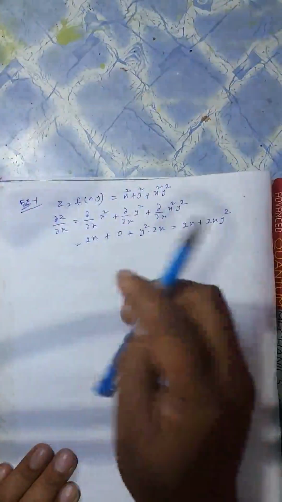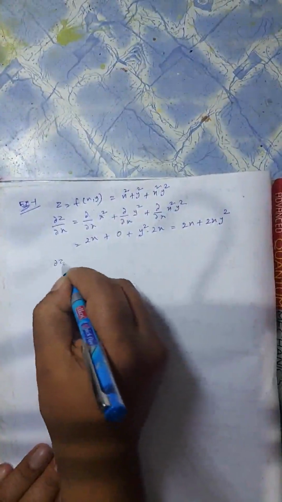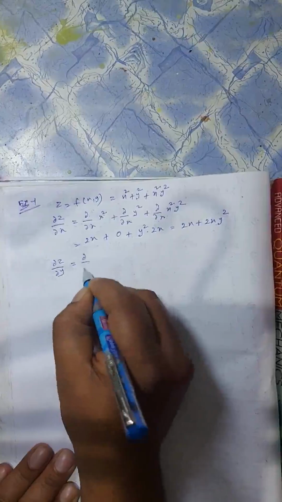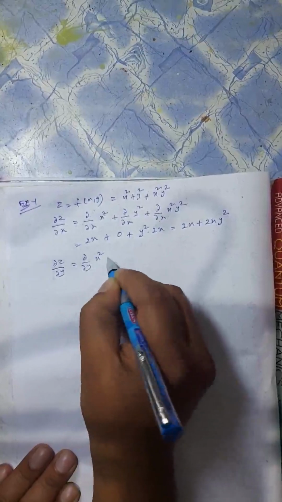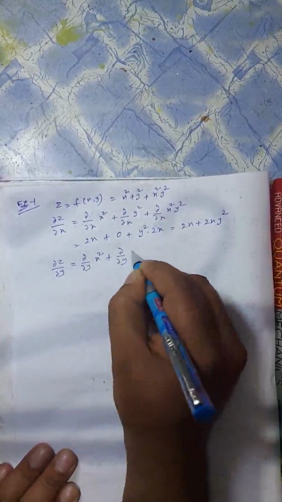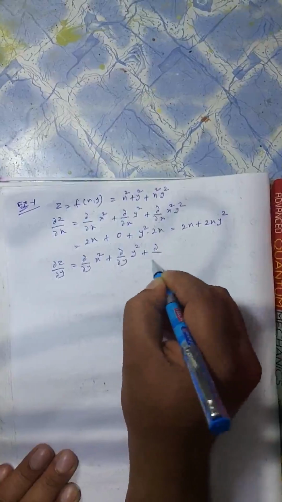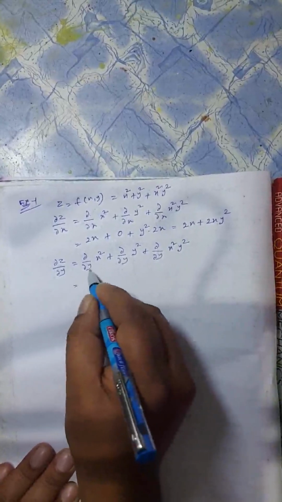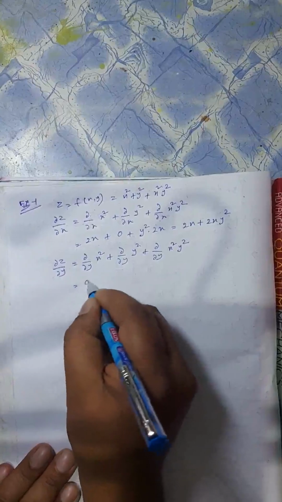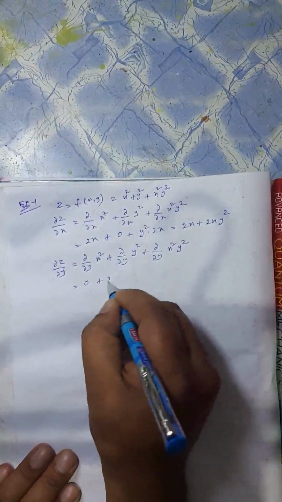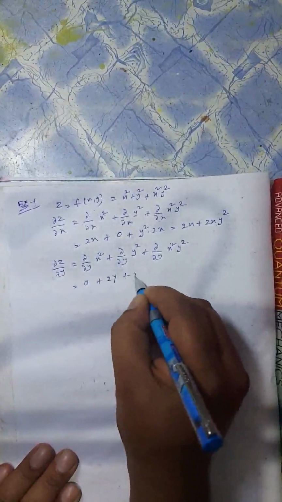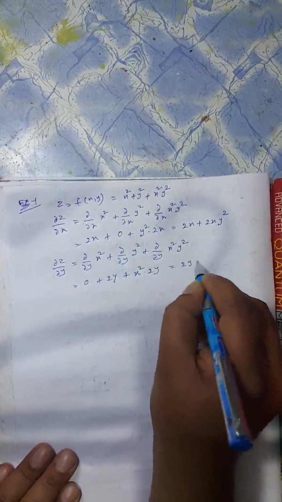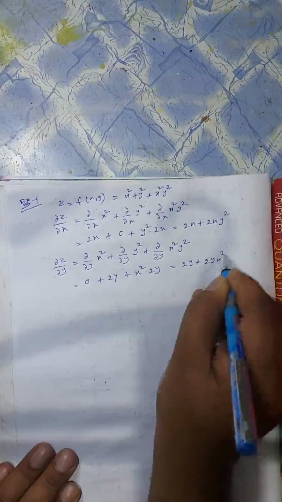Similarly, for ∂z/∂y, we take ∂/∂y of x², ∂/∂y of y², and ∂/∂y of x²y². With respect to y, the derivative of x² is 0, and the derivative of y² is 2y. In the last term x² is constant, it comes outside, and it becomes 2y. The answer is 2y + 2yx².